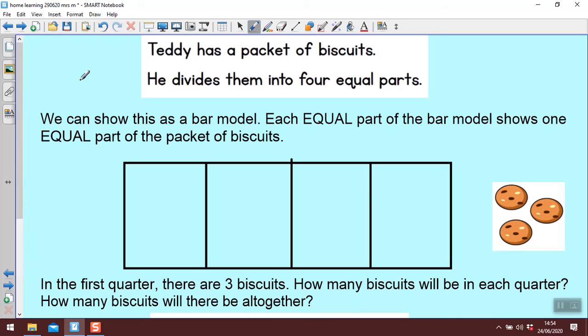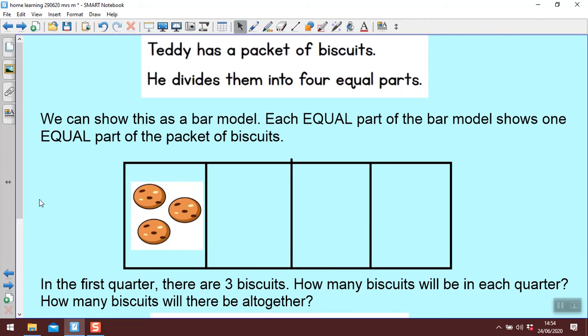Now look at this question. Teddy has a packet of biscuits. He divides them into 4 equal parts. We can show this as a bar model. Each equal part of the bar model shows 1 equal part of the packet of biscuits. In the first quarter, these are all quarters, because there's 1 out of 4 pieces in each section, there are 3 biscuits. How many biscuits will be in each quarter? And how many biscuits will there be all together?